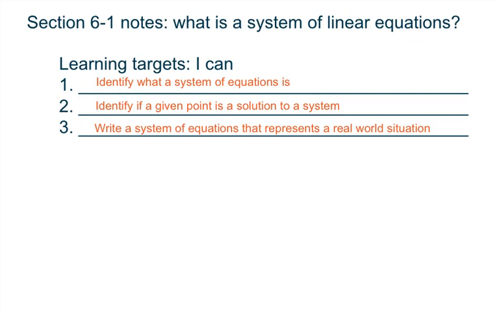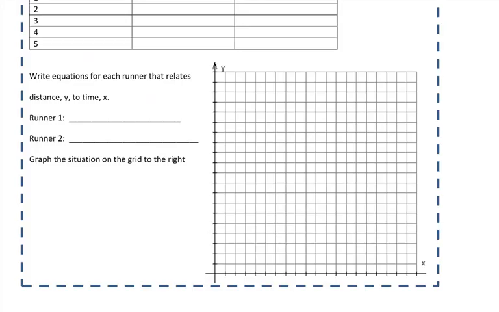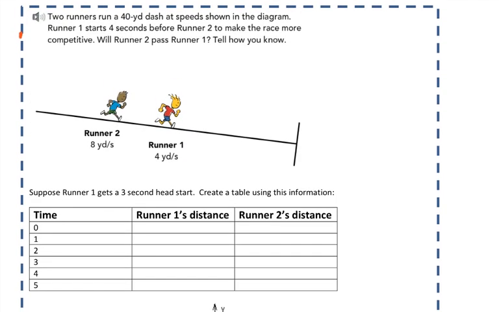So you got some handouts that you need to cut up and paste into your notes. So go ahead and, if you haven't yet, pause this and cut along the dotted lines, and we are going to paste in as we take notes. So when you're ready, go ahead and start this, and we are going to start with the 2 runners run a 40-yard dash at speeds shown in the diagram.